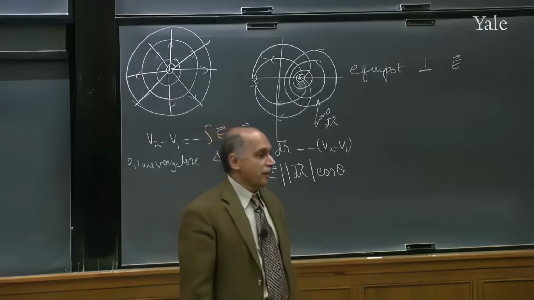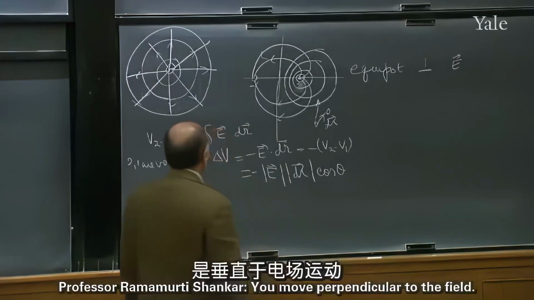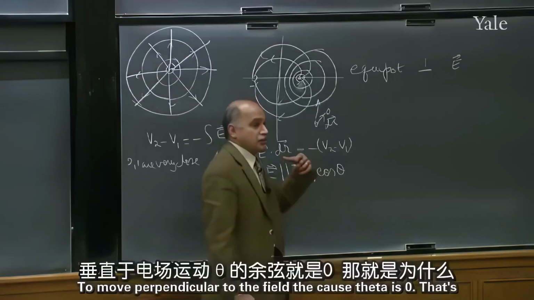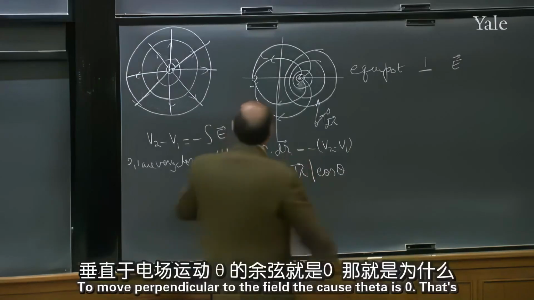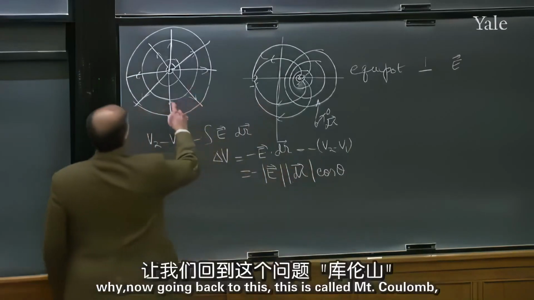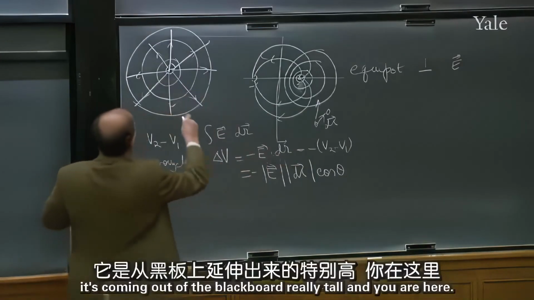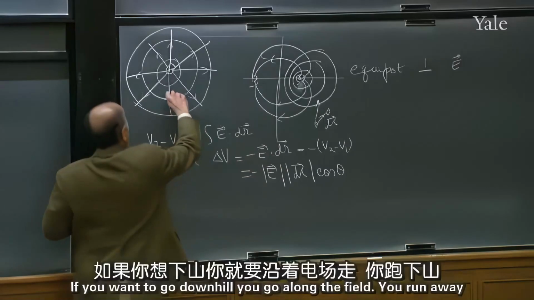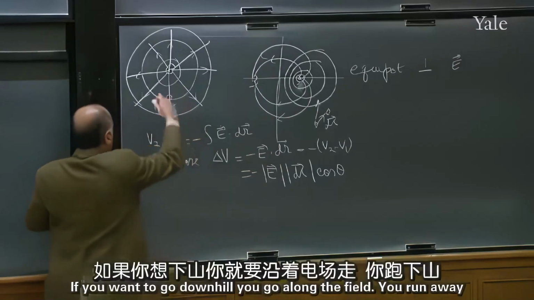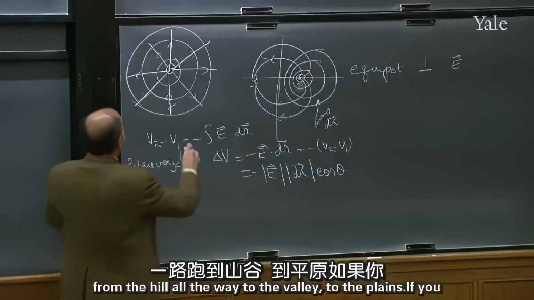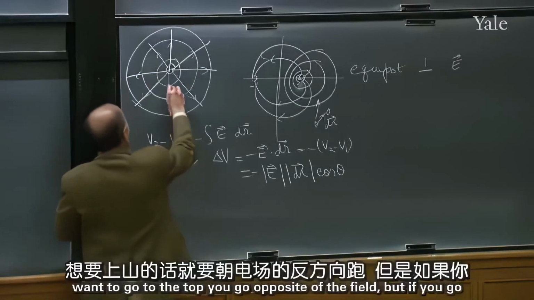Yes? You move perpendicular to the field. To move perpendicular to the field, the cos theta is 0. That's why, now going back to this, it is called Mount Coulomb. It's coming out of the blackboard, really tall, and you are here. If you want to go downhill, you go along the field. You run away from the hill all the way to the valley, to the plains. If you want to go to the top, you go opposite to the field.